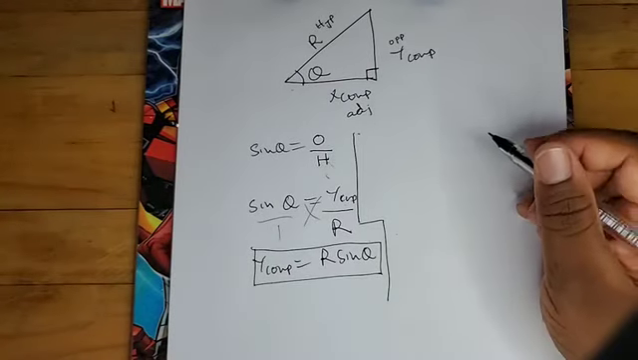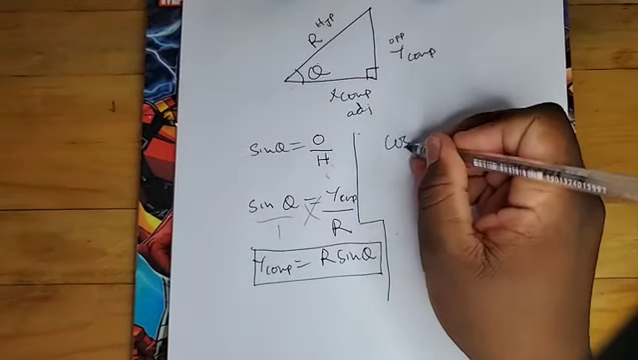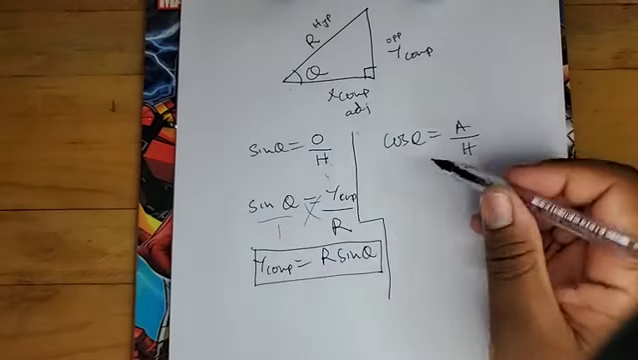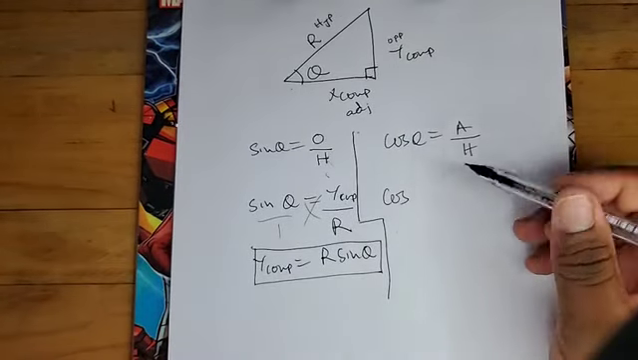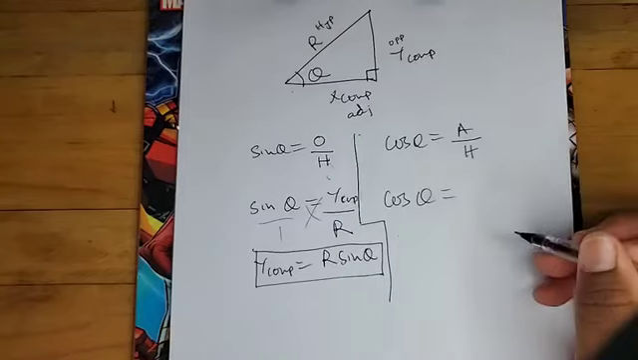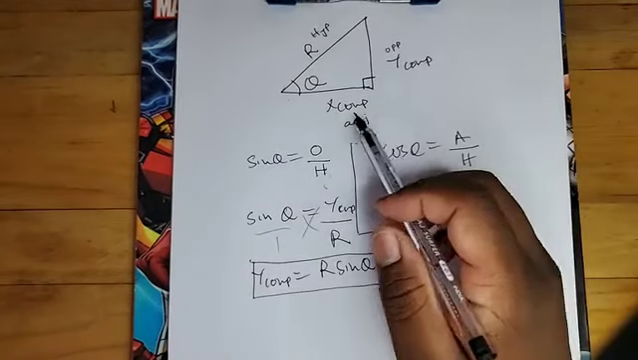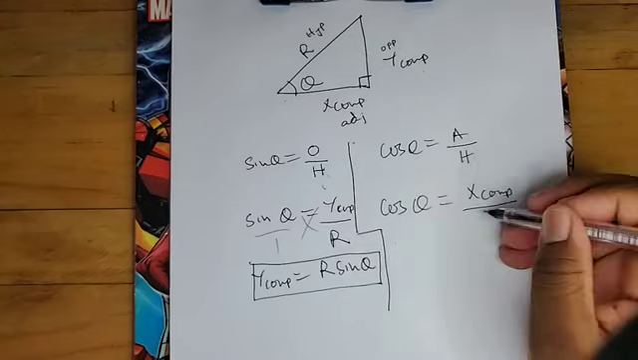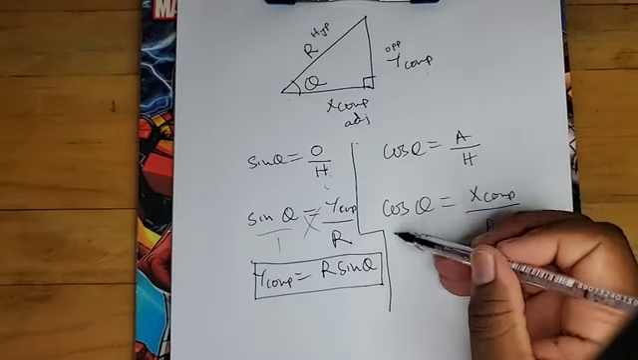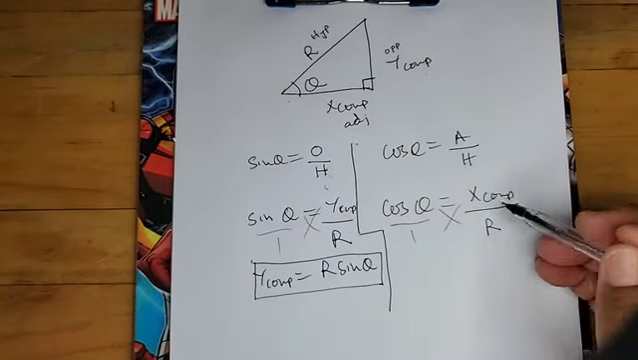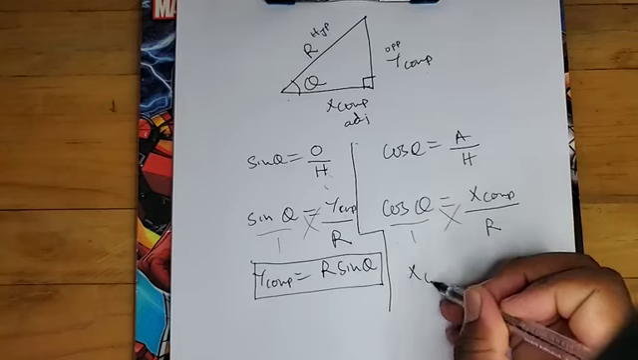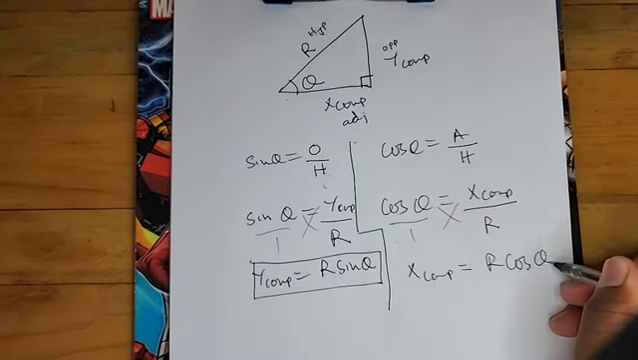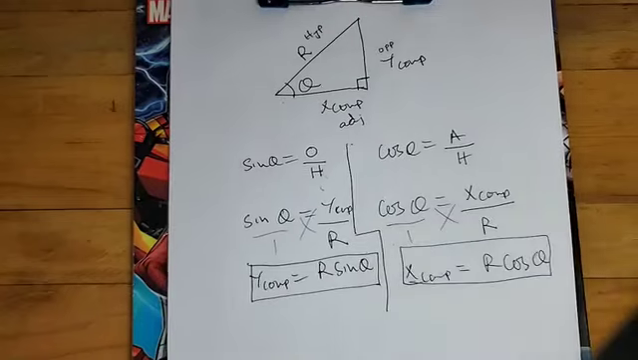Okay, next, cos. We said tan is not relevant. So cos theta is equal to adjacent divided by the hypotenuse. According to the triangle, our adjacent is the x component, divided by our hypotenuse, which is r. This is as good as over 1. We cross multiply, and it will give us the x component is equal to r cos theta. So these are the two formulas.